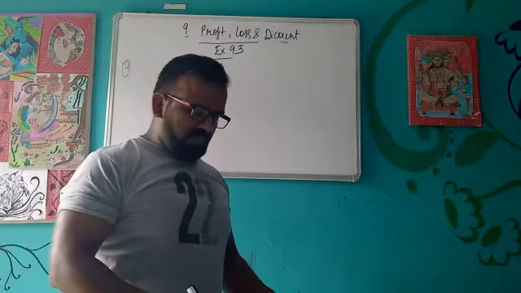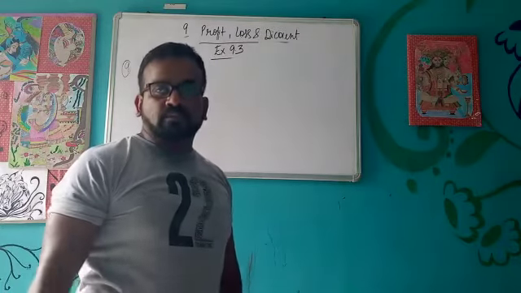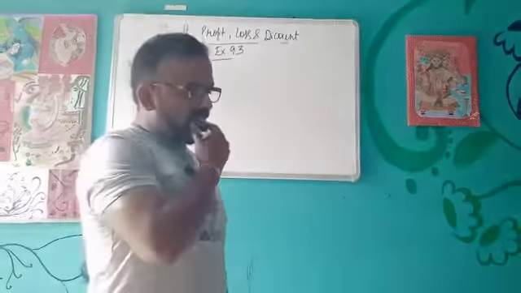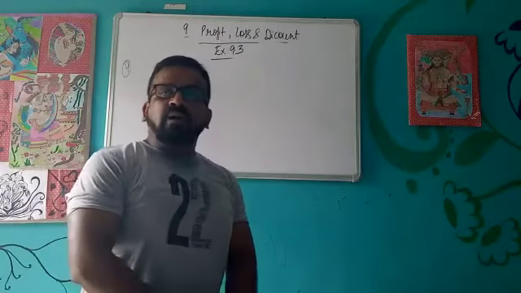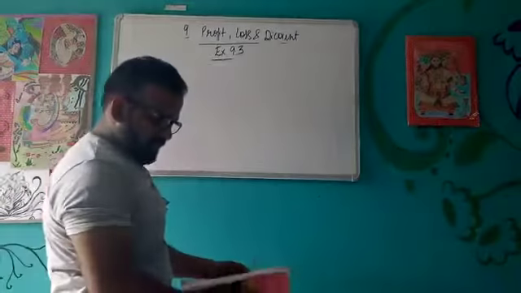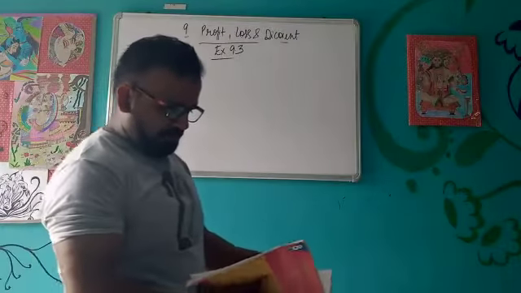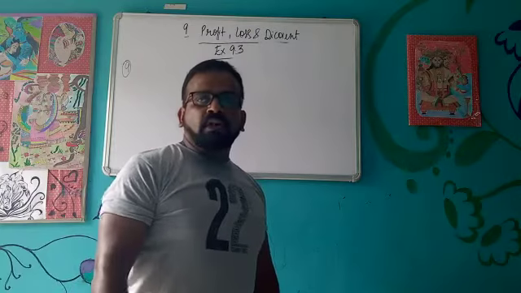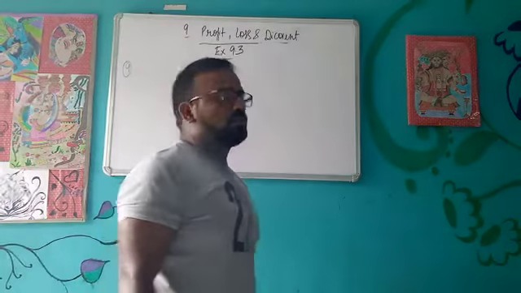He marked the price of the article 25% above the cost price. That is, at the price at which he has purchased the article, he marked the price 25% above the cost price, and then he gave the 15% discount. Then we have to see what he will be having, whether the gain or the loss.